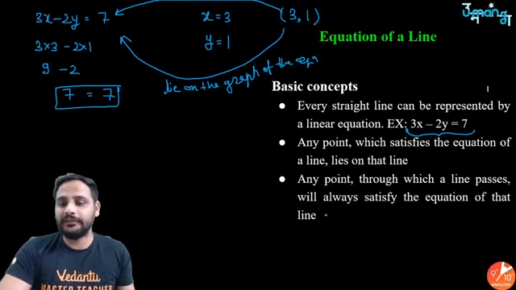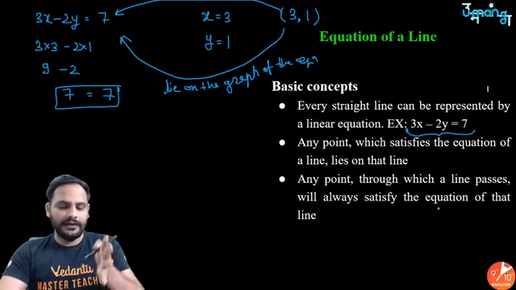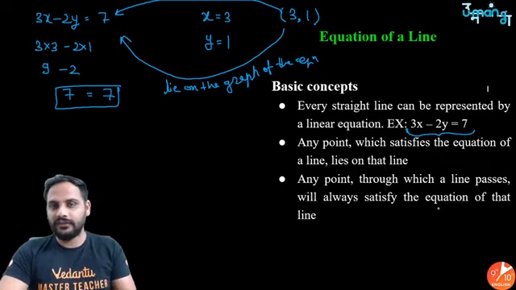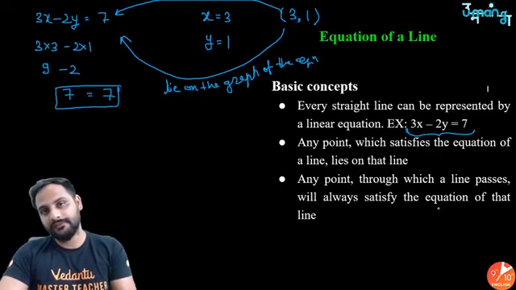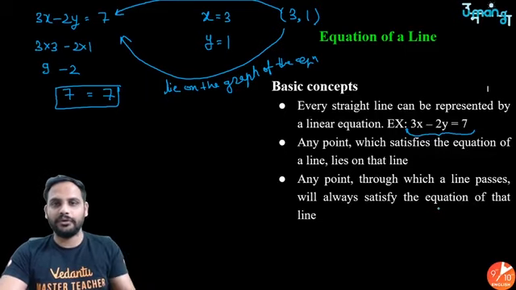Any point through which a line passes will always satisfy the equation of that line. Okay? Simple, right? If the values of x and y satisfy the equation, that means that point lies on the line. And if a point is lying on the line, it must satisfy the equation. It works both ways.